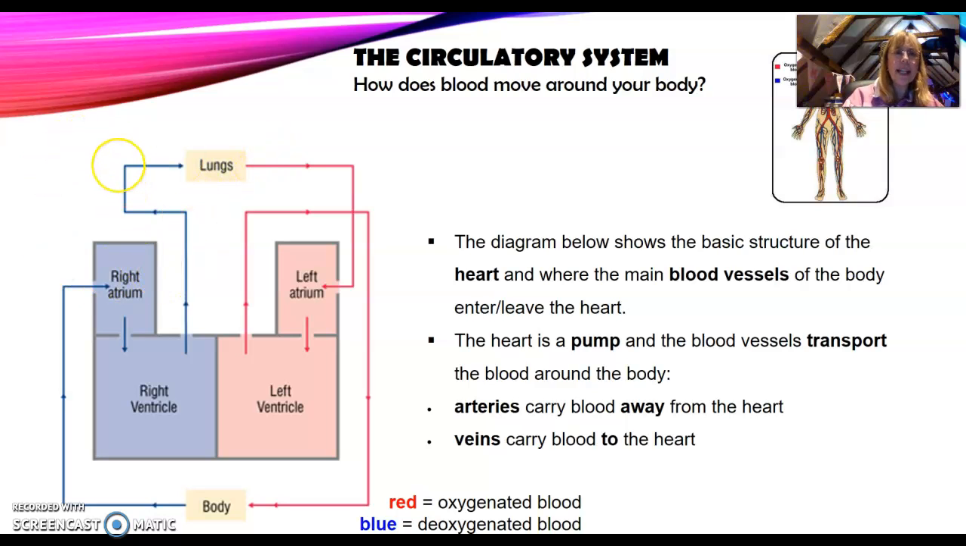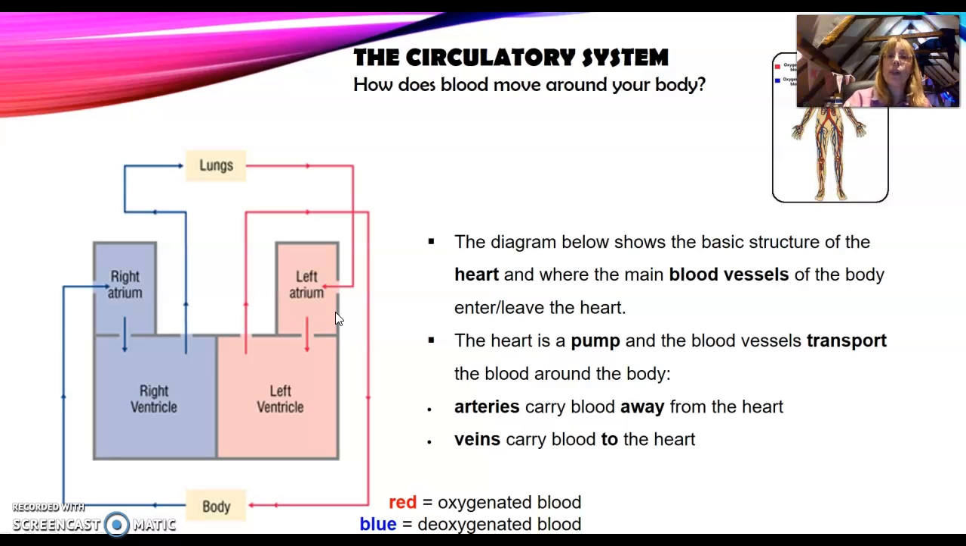Now, let's have a look over here. Why is this color-coded red and blue? So the red is the oxygenated blood. Now, what's interesting is we're seeing that the blood pumped to the body is oxygenated, and the blood coming from the lungs to the heart is oxygenated, and that makes sense.